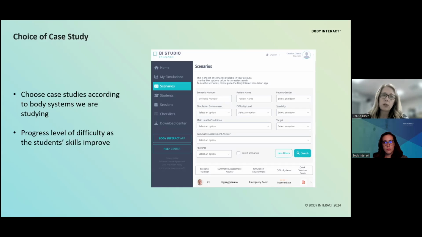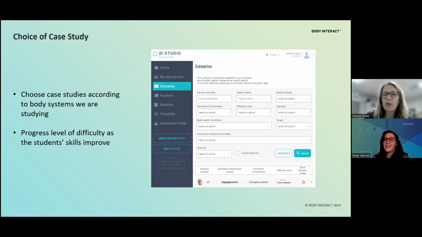It takes a few minutes for the students to get logged in. Then once they get logged in, they can go through a scenario. If they're able to solve it within the first 20 minutes, that's great. And then I'll talk about what we do after. And if not, they have a little bit of time where they could try it again, and maybe they realize where they made their mistakes, and then they can attempt the scenario again. So I choose the case studies based on the body systems that we're studying.